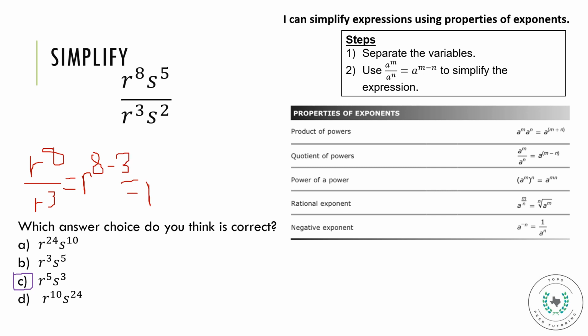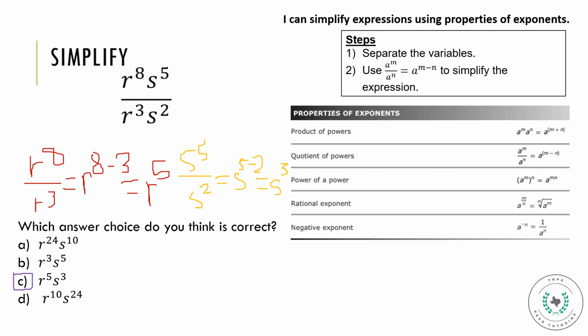And you subtract them, and you get R to the power of 5. We can do the same thing with the S. So we do S to the power of 5 over S to the power of 2. That turns into, you take the S, you do 5 minus 2, and you're left with S to the power of 3.